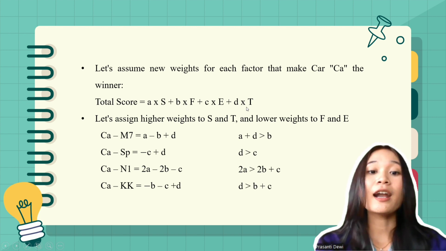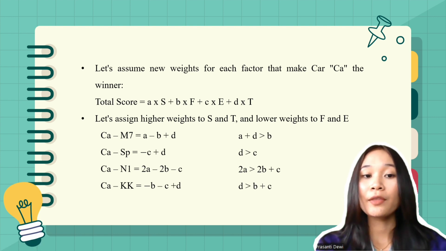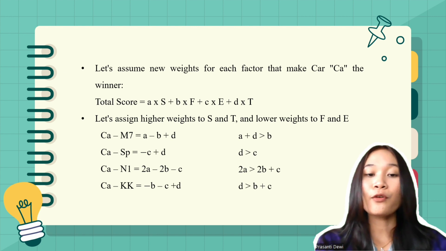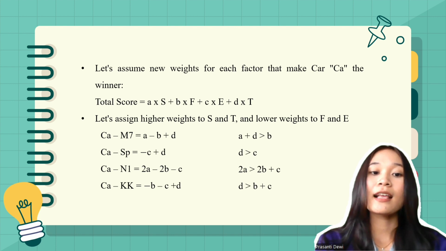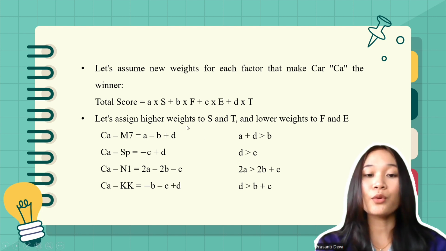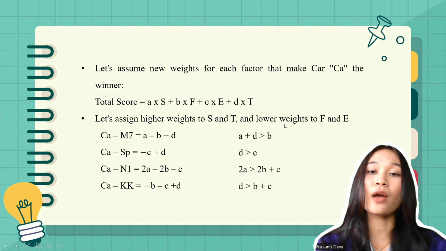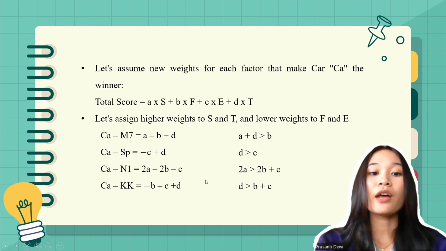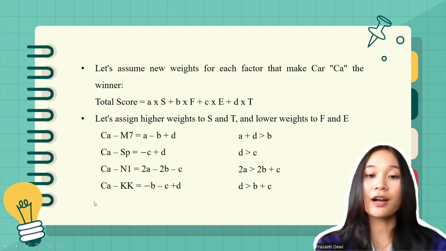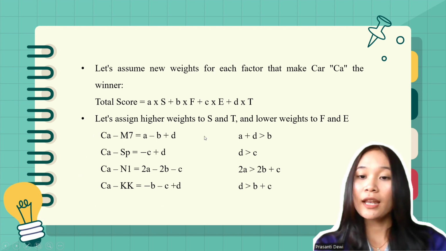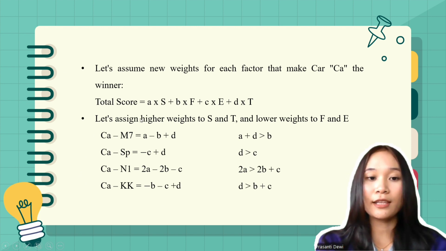To ensure car CA wins, we need to assign higher weights to its strengths. Looking at the scores for car CA, they are 3, 1, 2, and 3. It has high scores in safety features and internal fittings. Next, let's assign higher weights to S and T and lower weights to F and E. We are looking at the points difference of each car. So for car CA to win, its difference must be positive.